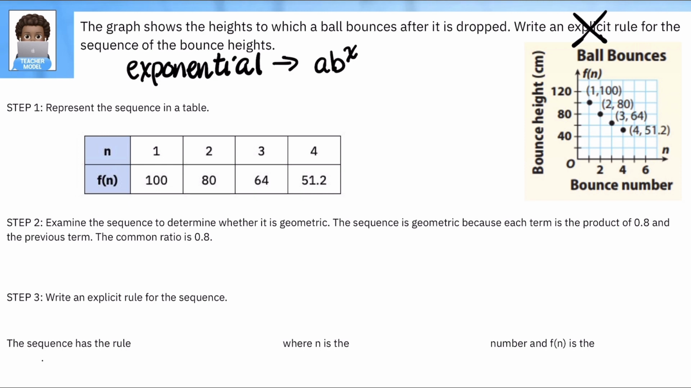I do know my common ratio. I still have that 0.8, and it will still be to the nth. But what I won't have is that value for a, because that's not the same as f of 1. So that I do need to figure out. Since I know the common ratio is 0.8, each time it's being multiplied by 0.8.